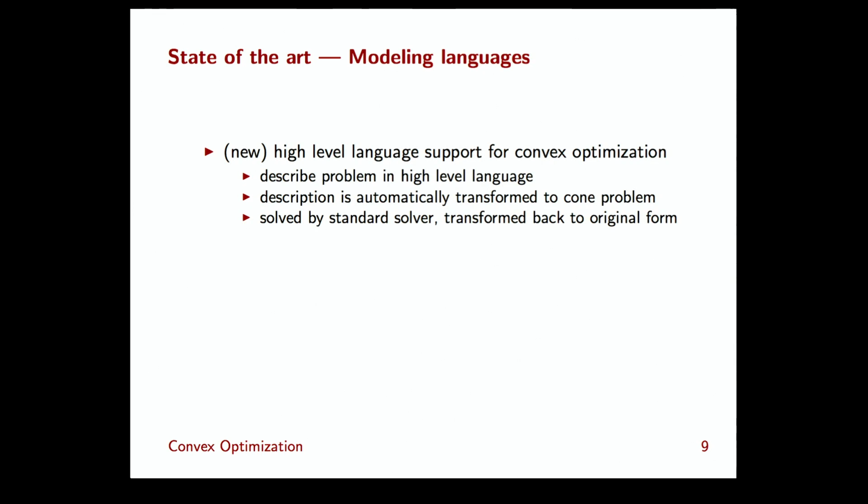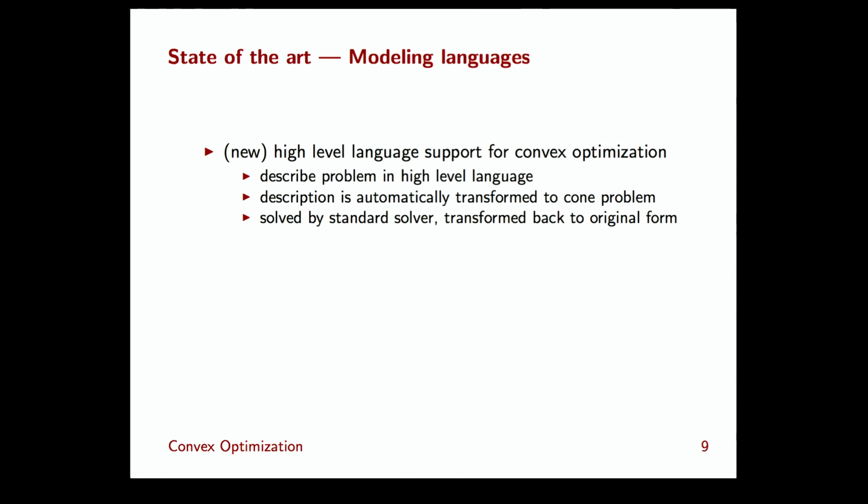One other thing that has emerged in the last 5-10 years is basically high-level language support, domain-specific languages for convex optimization. Okay, I mean optimization in general, but I'm talking about convex here. And the idea is you describe the problem in a high-level language that is automatically compiled into one of these intermediate forms, which is a cone program, and then that cone program is solved by a standard solver, right? And there's a lot more to this, but at the highest level, this is what it is.